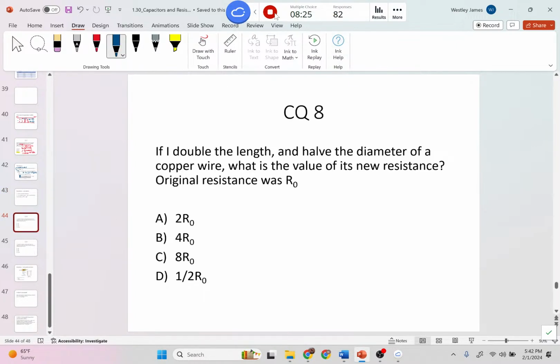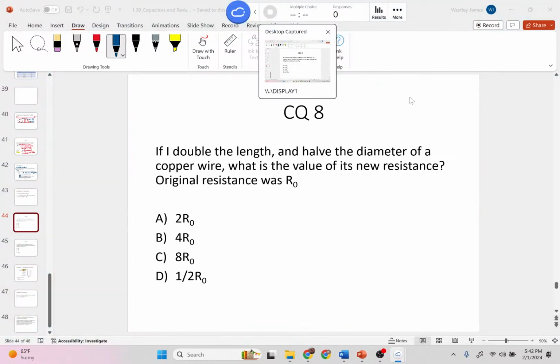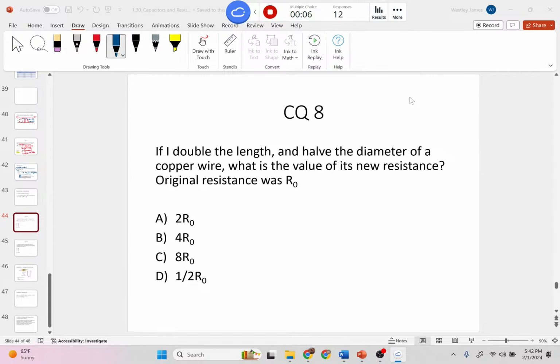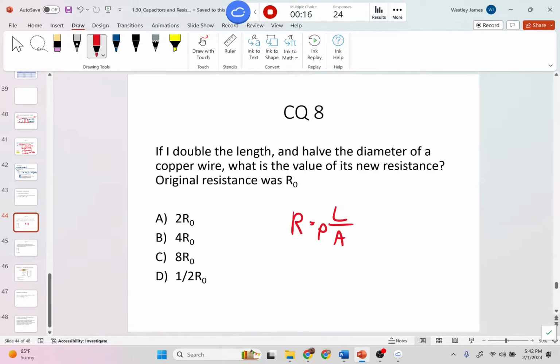All right. Fantastic. Oh my gosh, we've been on the last clicker question for 8.5 minutes. Hopefully everyone answered it. All right, and I'll go back and pick the right answer for it. If I double the length and half the diameter, what is the value of its new resistance? And because I like y'all so much, here's the equation for resistance.